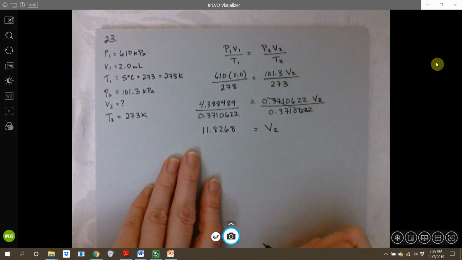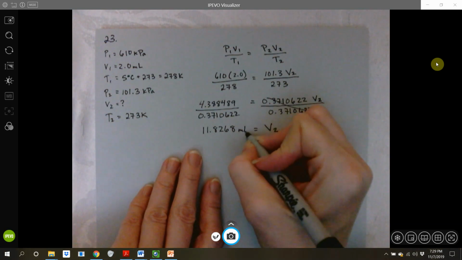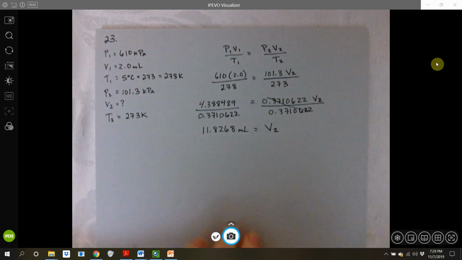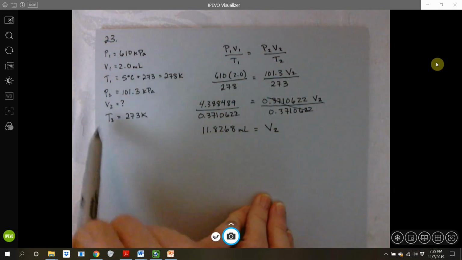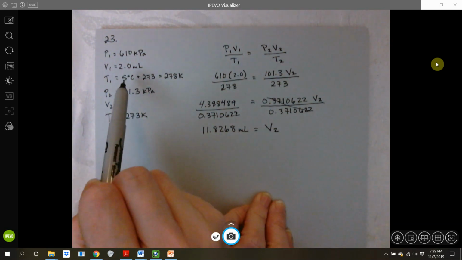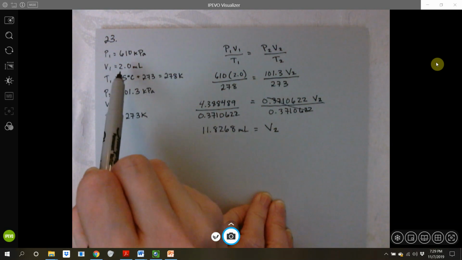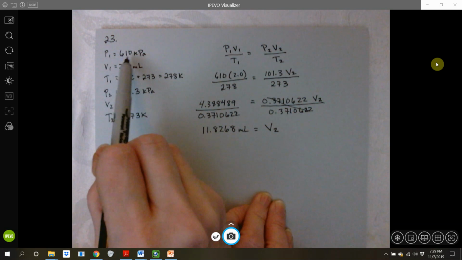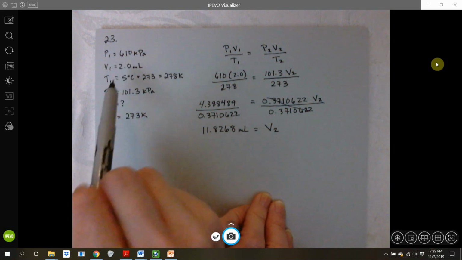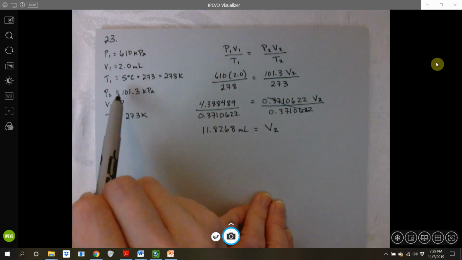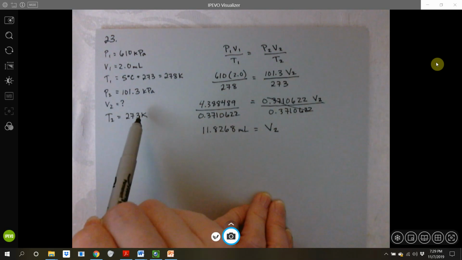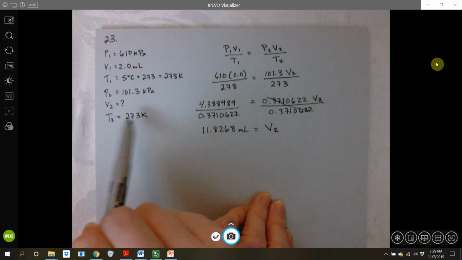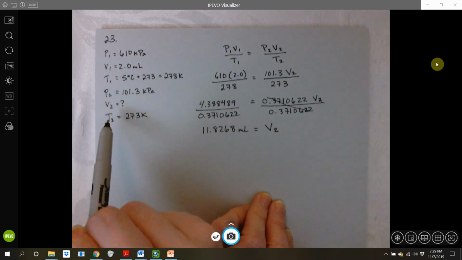Okay. This volume is in milliliters. We want to make sure we have the right number of digits. If we go right back to our question, 5 degrees Celsius only has one digit, right? 2.0, that's got 2. 610, that's got a 6 and a 1, but that 0 doesn't count, so that's got 2 digits as well. 101.3 has 4 digits, and 273 was not even given to us in the question. That was our standard temperature. Actually, that's the same thing for P2 and T2.